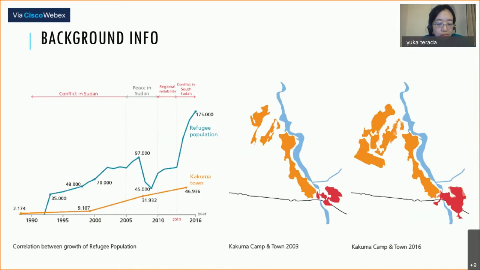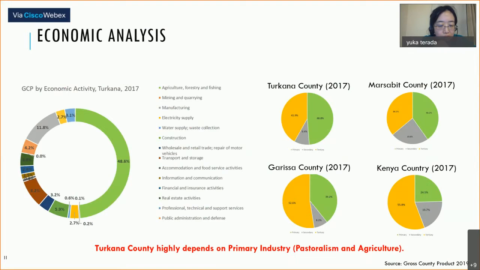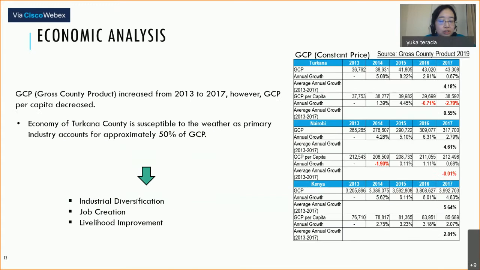And if we look at the economy of Turkana County, it really depends highly on the primary industry, on pastoralism and agriculture. Next slide. But this means it can be really influenced by climate change, and it will not grow in each individual's gross county product. So in order to grow each individual's GCP, it's very important to diversify industry, and also have job creation and livelihood improvement. Next slide.